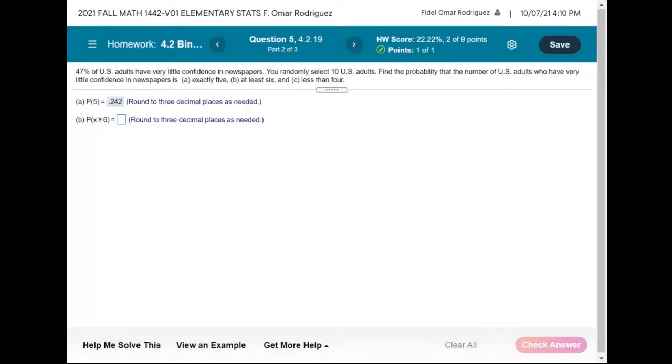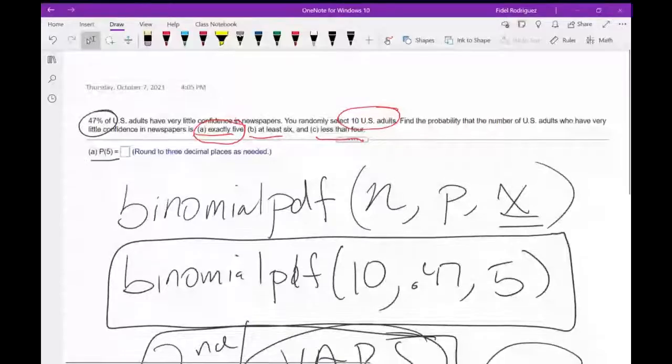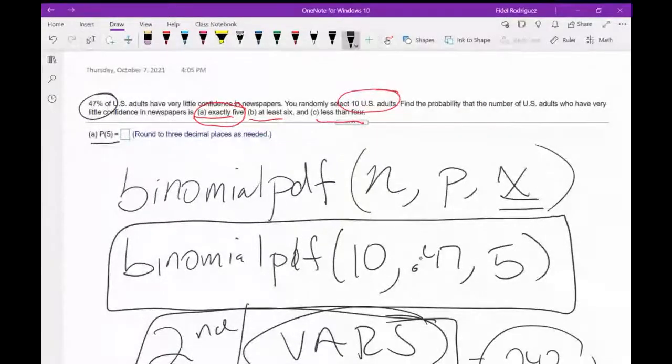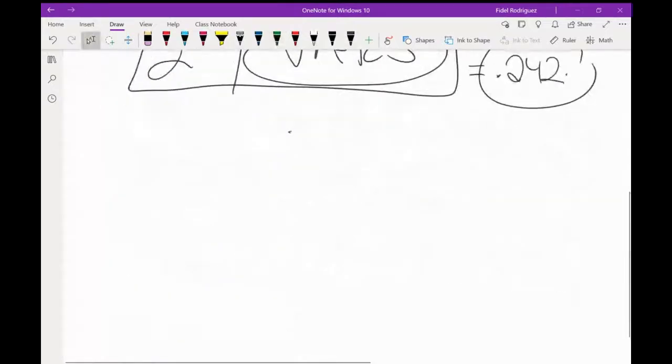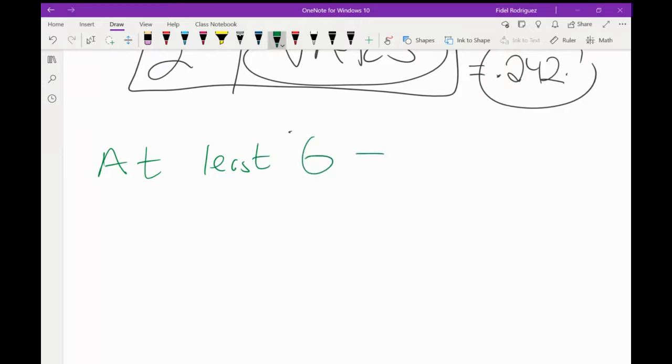Now we're going to do part B. Look at what part B says: at least 6. Let me stop sharing this and come back to my notes again so we can follow along. The notes say part B says at least 6. I want to think about what at least 6 means. At least 6 really means the same thing as 6 or more.